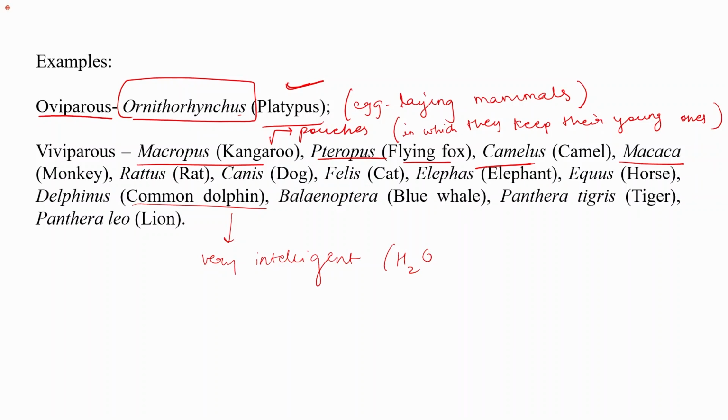Then the blue whale, which weighs a lot, as I mentioned, and Panthera tigris, the tiger, and Panthera leo, the lion. Humans also come under the class Mammalia, as Homo sapiens.